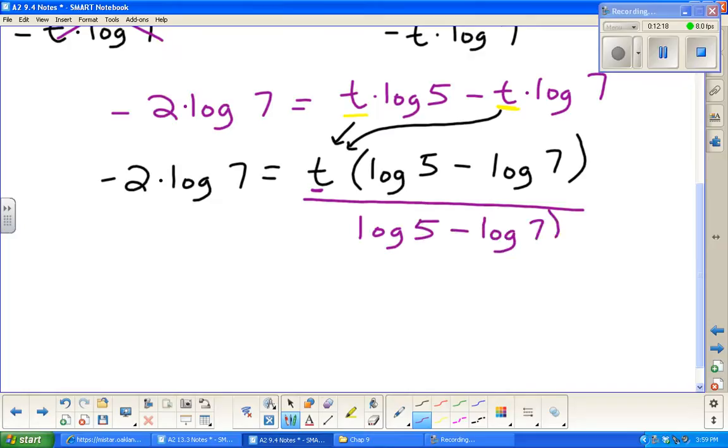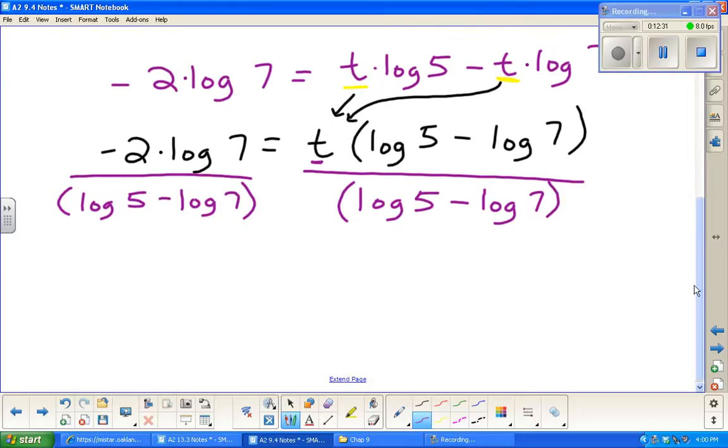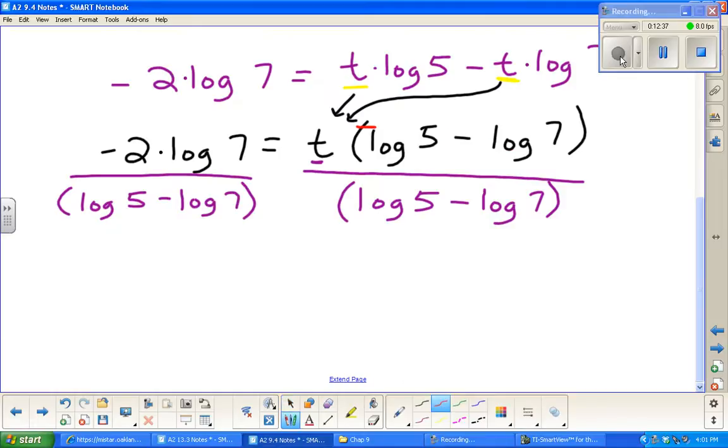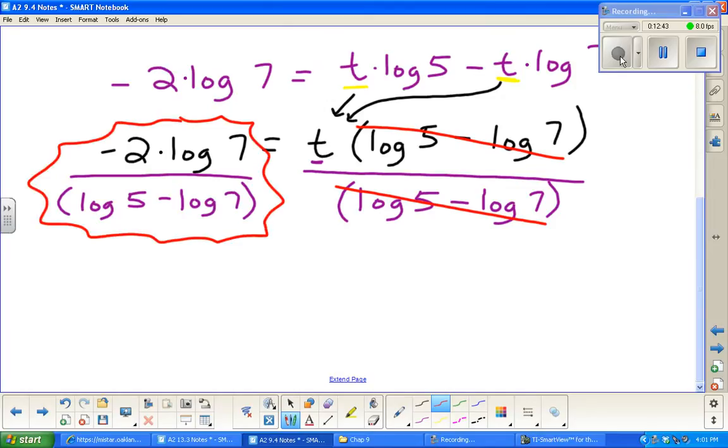Again, that's just some number. Your calculator is going to do all the work for you. Log of 5 minus the log of 7. So this is just going to be a big calculator problem. Let's get this set up in the calculator here. This whole thing crossed out would give us t by itself. If we evaluate this carefully in the calculator, using our parentheses appropriately, we should be able to handle that.